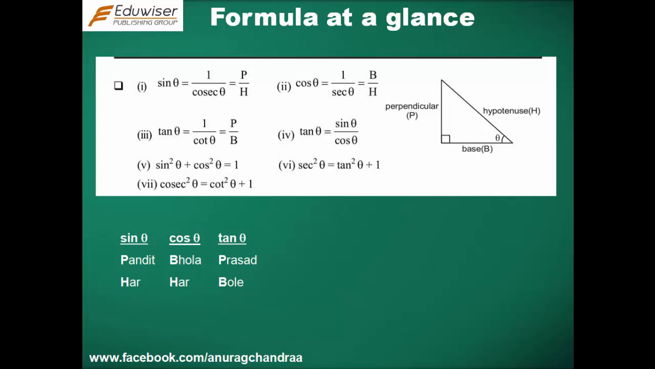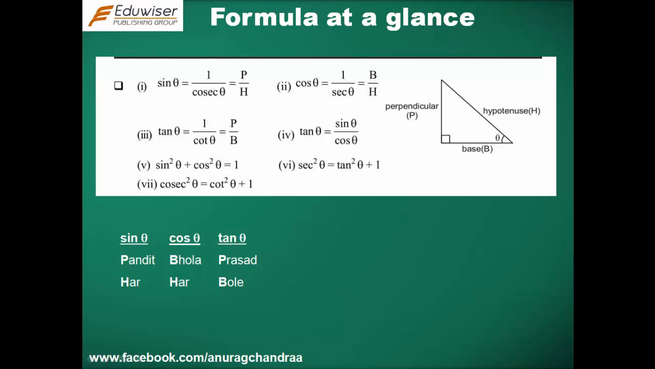Cos theta would be B by H, that's base by hypotenuse. Tan theta would be perpendicular by base. And you must remember that the definition of perpendicular and base is relative. As I said, the side in front of the angle theta is going to be called the perpendicular, and the side on which the angle rests is going to be called the base.